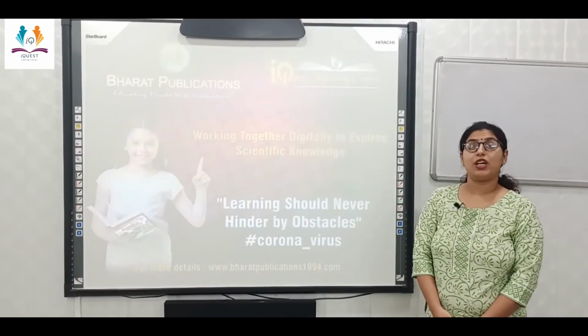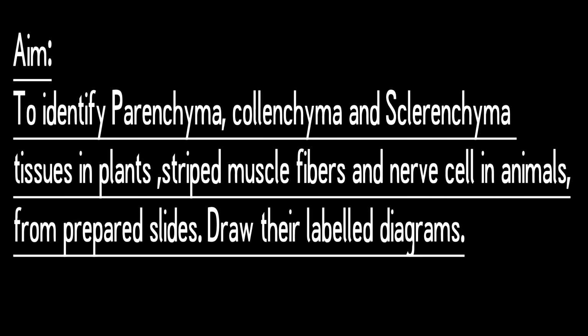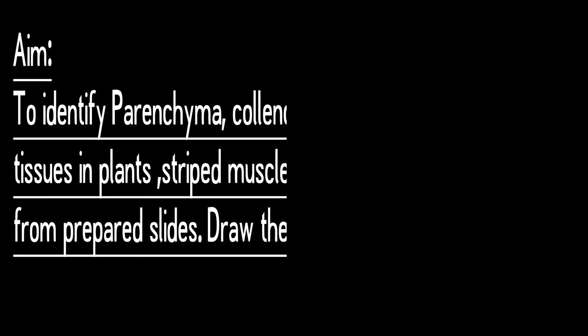Students, today we are going to start the new activity related to the subject biology. Its aim is to identify parenchyma, collenchyma and sclerenchyma tissues in plants, striped, smooth and cardiac muscle fibers and the nerve cell in the animals from prepared slides. Draw their labeled diagrams as well.